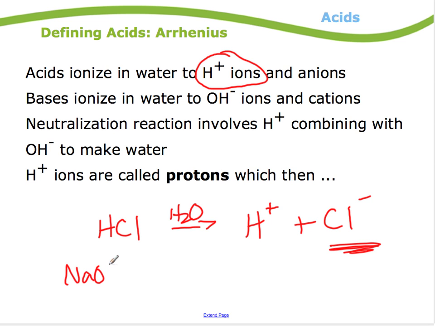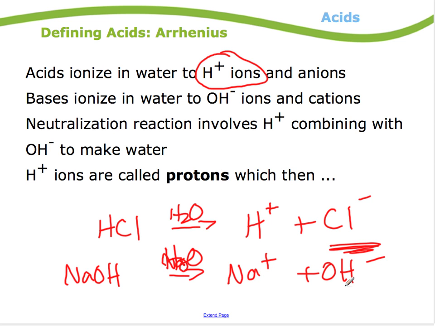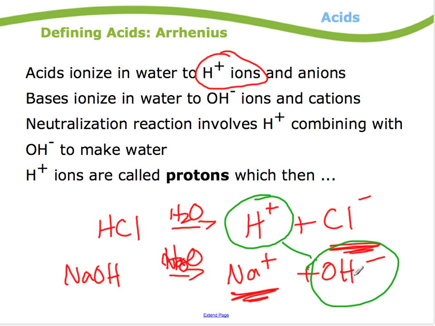And a base ionizes in water. So if I had a base like sodium hydroxide, it ionizes in water to produce hydroxide ions and a cation. So that sodium would be the cation. And a neutralization reaction then would take the hydrogen ions or the proton from the acid and react it with the hydroxide ions of the base. And that's what a neutralization reaction is, what it's defined as being.